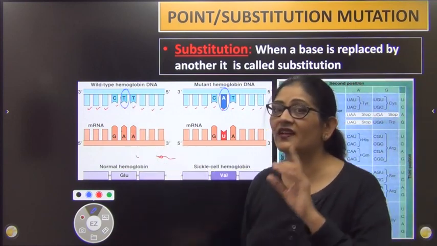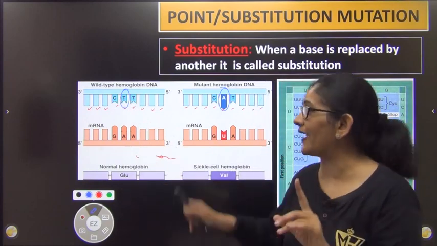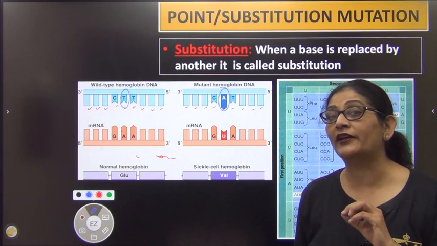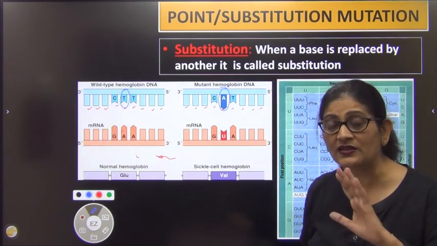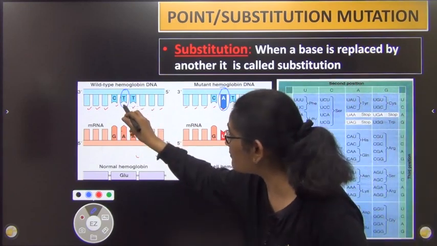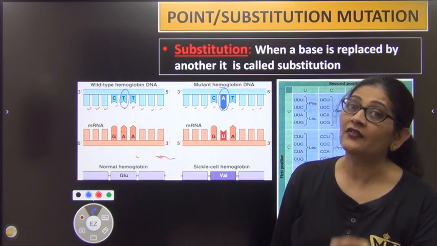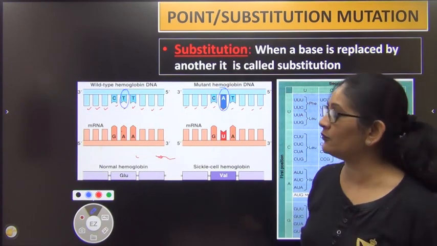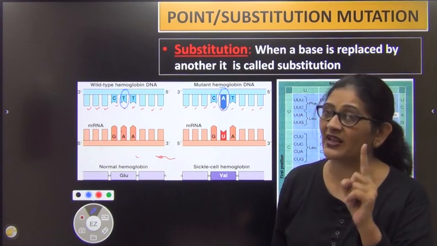Substitution, why? Because the total number of nucleotides are the same. Just one nucleotide has been substituted by another nucleotide. Why do we call it point mutation? Because here the entire nucleotide sequence is the same. Only at one point there is a mistake. At only one point we have a mutation. So we call it point mutation. But that one nucleotide change can lead to a drastic effect.